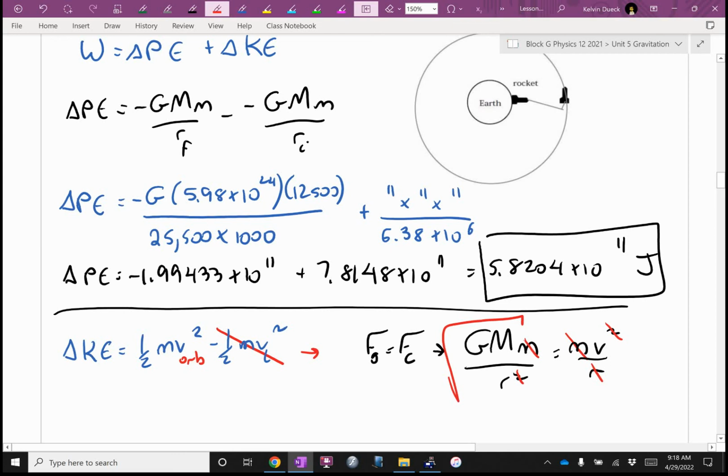Wait. Look up. What do I have right here? Don't write this down yet. Garrett, look up. What do I have on the V right here? Why don't I just replace the V squared right here with a big G, big M over R? Because it's squared. Why not? So I guess another way to find the kinetic energy in orbit is a half little m, big G, big M over R. Now, why is that nice?